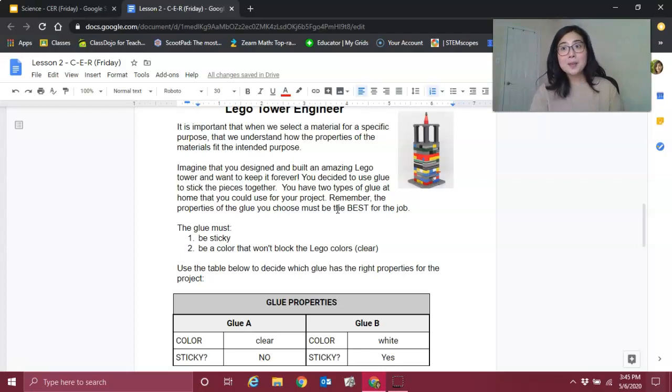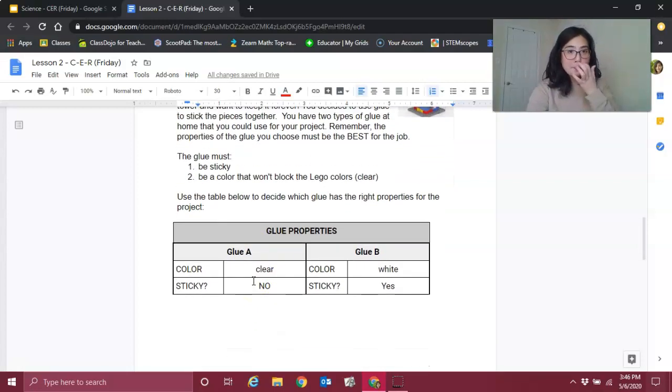The glue must be sticky. The glue must be a color that won't block the Lego colors. It must be clear. So I'm going to repeat that one more time because I think that's really important, so make sure you're listening. The glue must be sticky. The glue must be a color that won't block the Lego colors. It must be clear.